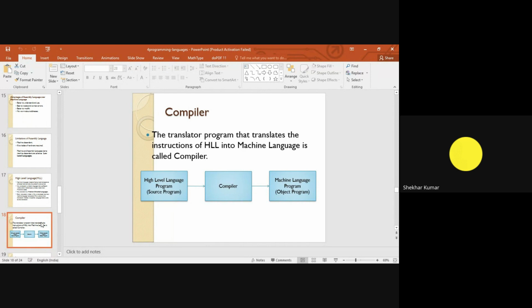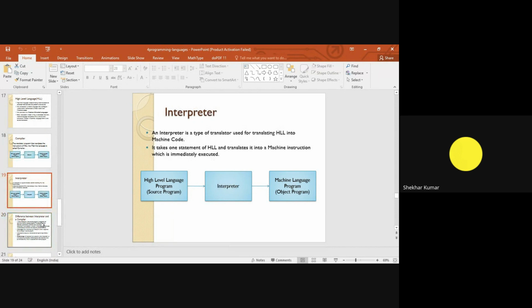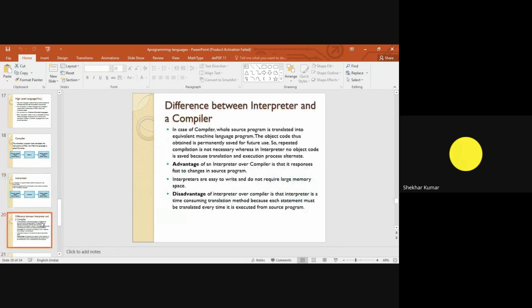So there are some advantages, pros and cons of high-level language also. This is the interpreter. Interpreter is a type of translator for translating high-level language into machine-level language. It takes one statement of high-level language and translates it into machine-level language, which is immediately executed. It is executing one by one. Yeah, this is the difference between interpreter and a compiler.